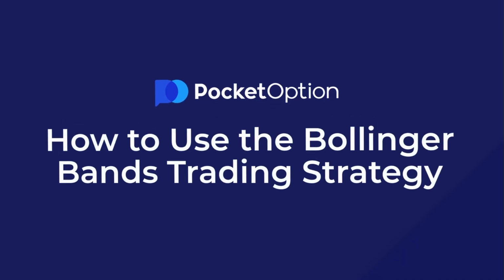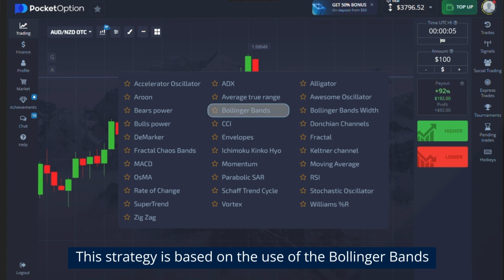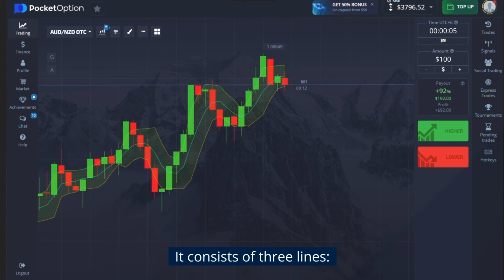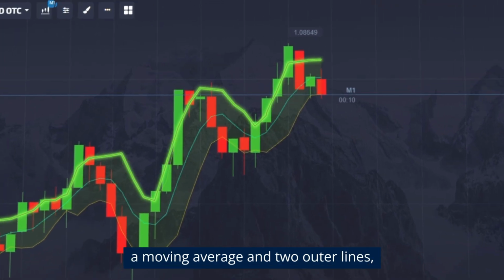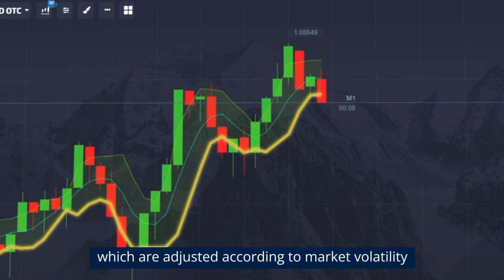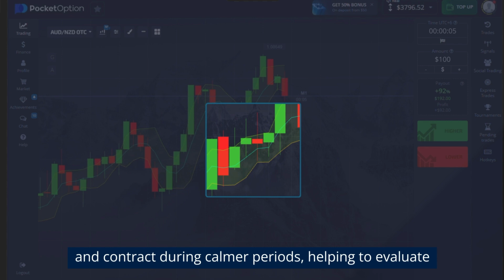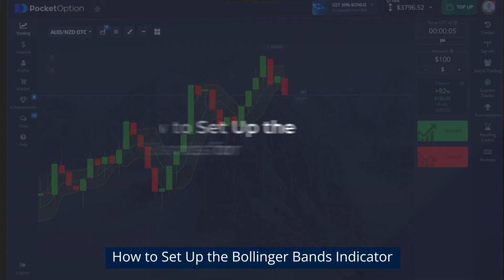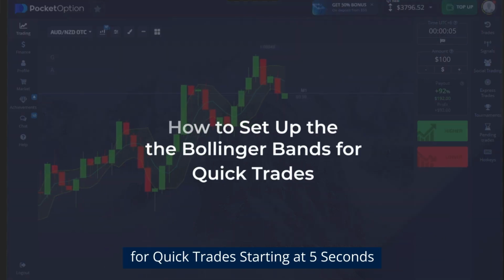How to use the Bollinger Bands trading strategy. This strategy is based on the use of the Bollinger Bands indicator, developed by John Bollinger. It consists of 3 lines, a moving average, and 2 outer lines, which are adjusted according to market volatility. These lines expand when the market is volatile and contract during calmer periods, helping to evaluate market dynamics and potential price reversals. How to set up the Bollinger Bands indicator for quick trades, starting at 5 seconds.